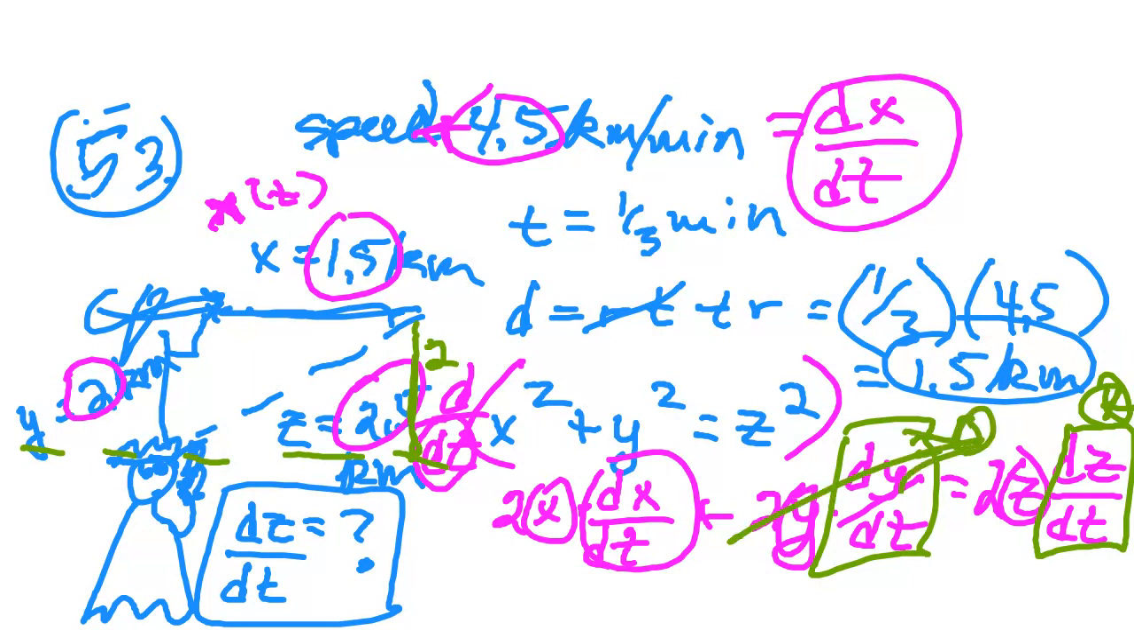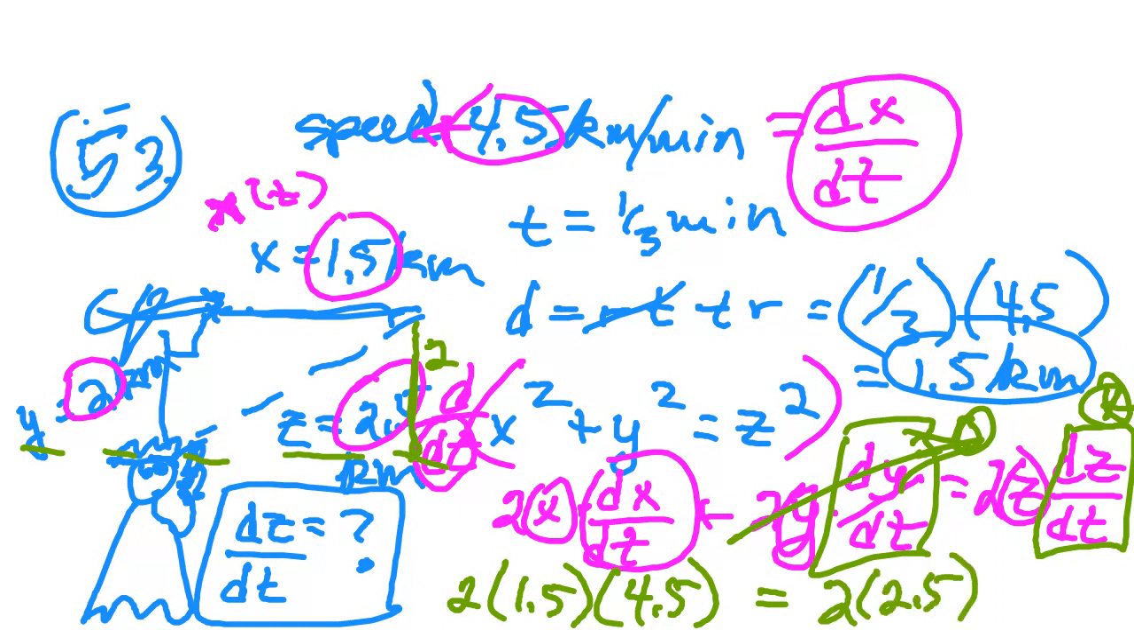So really what we have is 2 times x, which is 2 times 1.5, times dx/dt, which is 4.5 kilometers per hour, plus 0 is going to equal, on the right here, 2 times z, which is 2.5, times dz/dt. And dz/dt is what I want to solve for. Of course, if I multiply on the left, I could cancel out the 2's, but it's a little bit easier to multiply with them in there. So 2 times 1.5 is 3. 3 times 4.5 is 12, plus 1.5 is 13.5.